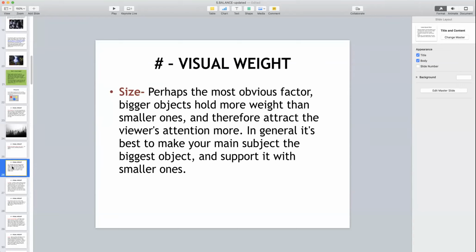So size also matters a lot. If the object is of heavy size, bigger size, then obviously it will carry more visual weight than some object which is of a smaller size. So perhaps the most obvious factor, bigger objects hold more weight than the smaller one and therefore attract the viewer's attention more. In general, it is best to make your main subject the biggest object and support it with the smaller object. Smaller thing would act as a complement to the main thing, right? So size is another element of the visual weight.